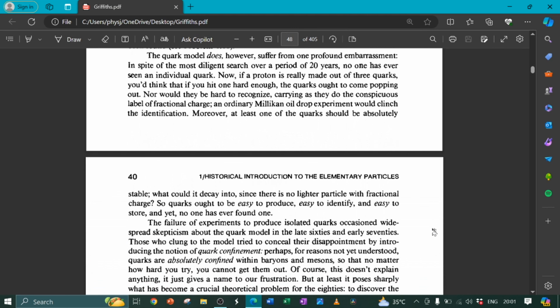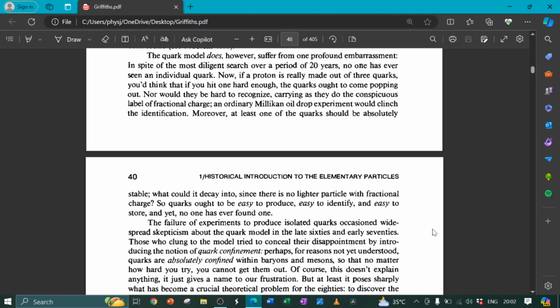The quark model does, however, suffer from one profound embarrassment. In spite of the most diligent search over a period of 20 years, no one has ever seen an individual quark. Now, if a proton is really made out of 3 quarks, you'd think that if you hit one hard enough, the quarks ought to come popping out. Nor would they be hard to recognize, carrying as they do the conspicuous label of fractional charge. An ordinary Millikan oil drop experiment would clinch the identification.